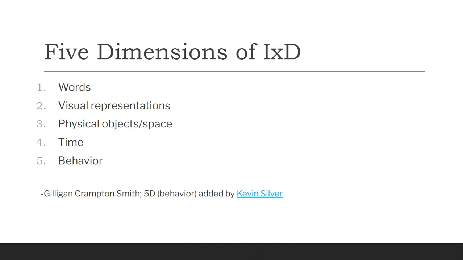So this is from Gillian Crampton Smith, 5 Dimensions of Interaction Experience Design. These are all areas you can think about when you're designing something for interaction. Think about the words you use. What's representing what? What are the visuals? And do people understand what those visuals are? How are you using physical objects in space, including on a screen? How's time used? And what is the behavior the user should use and the behavior that the interface or the website should do in response to the user behavior?